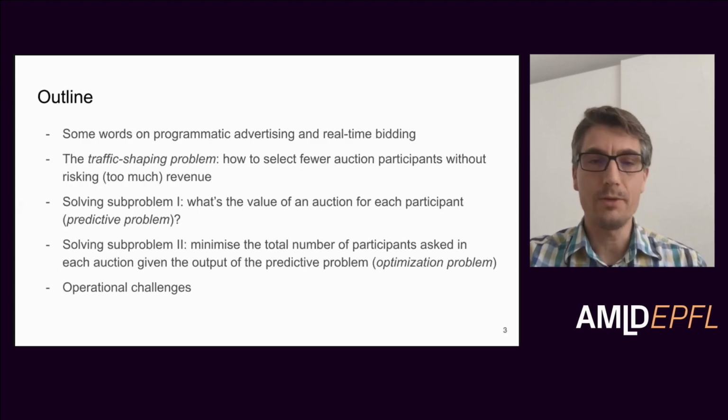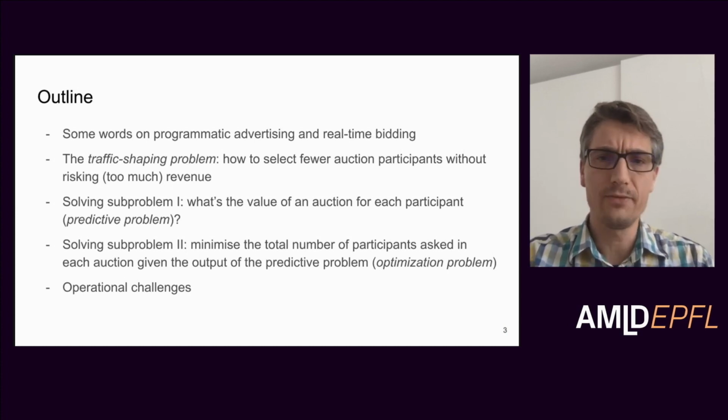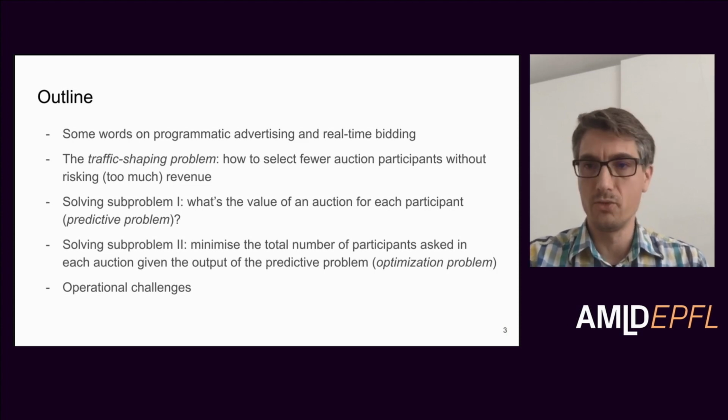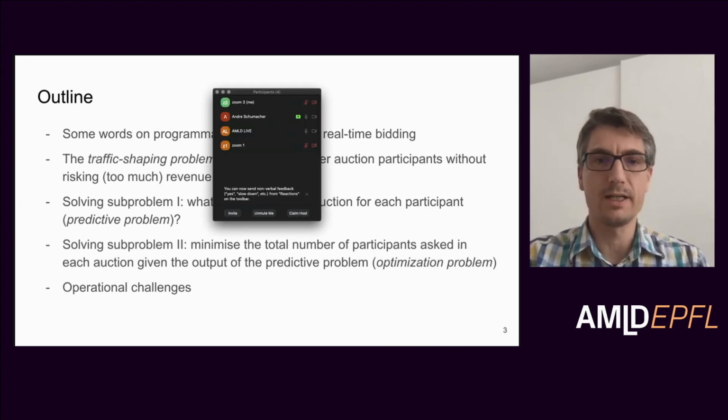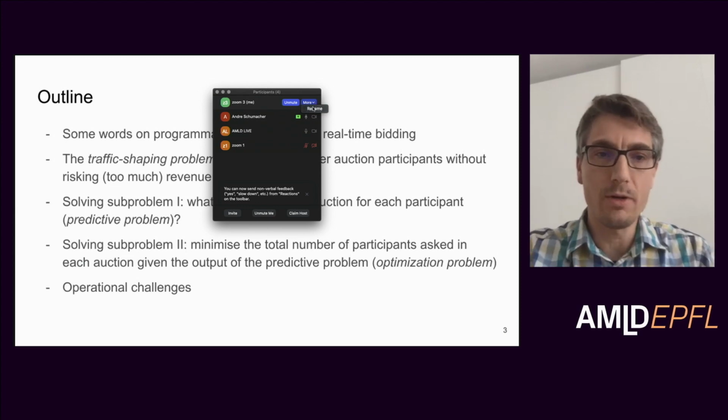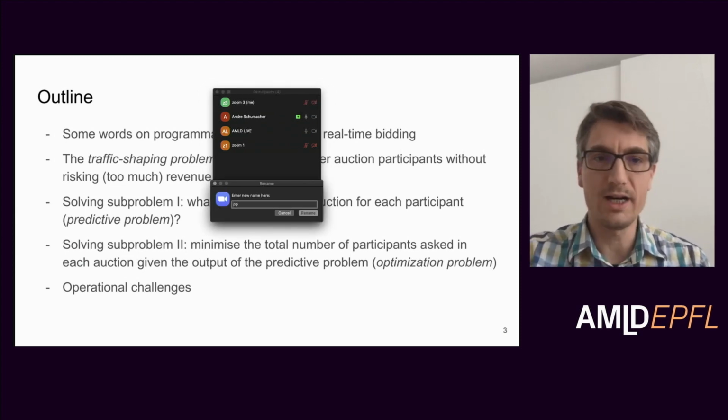Okay, a very brief outline of the talk. I will start with a few words on programmatic advertising and real-time bidding, just to set the context right. Then I will introduce the traffic shaping problem, which in a nutshell is how to select fewer auction participants without risking too much revenue in the auctions. On a high level, it could be said like this. And then I will describe how we actually approach this problem. We basically split it into 2 parts.